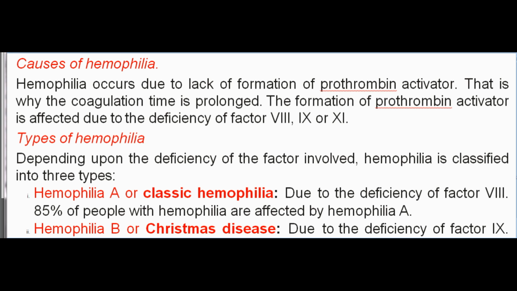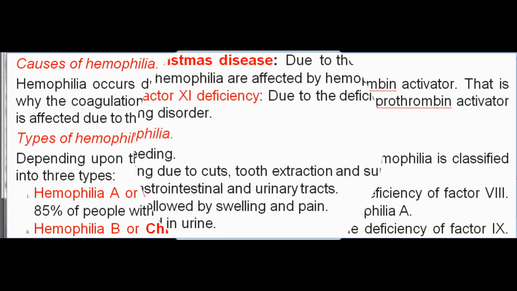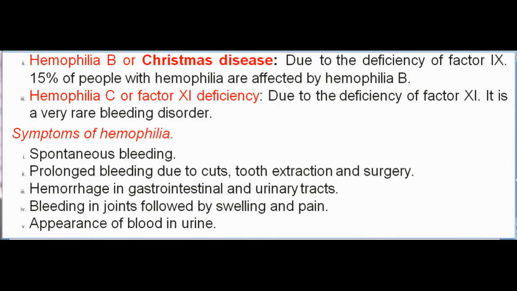Types of hemophilia. Depending upon the deficiency of the factor involved, hemophilia is classified into 3 types: hemophilia A or classic hemophilia, due to the deficiency of factor VIII. 85% of people with hemophilia are affected by hemophilia A. Hemophilia B or Christmas disease, due to the deficiency of factor IX. 15% of people with hemophilia are affected by hemophilia B. Hemophilia C or factor XI deficiency, due to the deficiency of factor XI. It is a very rare bleeding disorder.